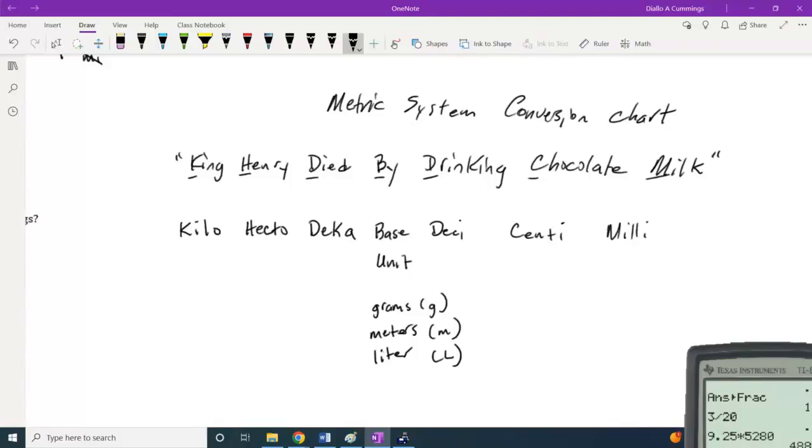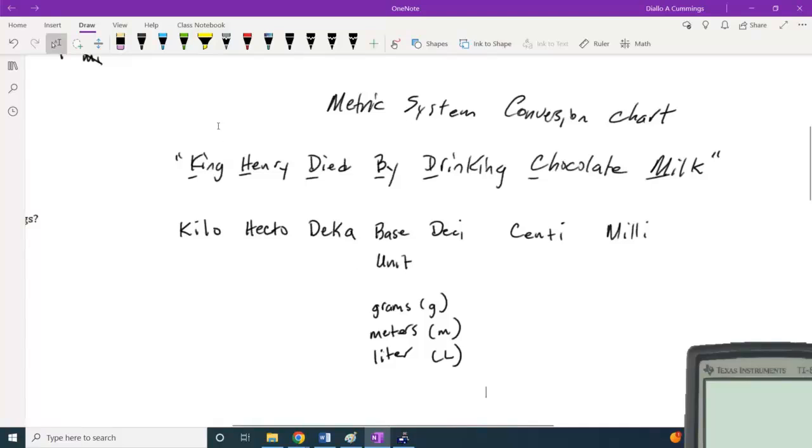So King Henry died by drinking chocolate milk. And you can add to that: mighty King Henry died by drinking chocolate milk while munching nuts. So M is like for mega. It goes all up and down the scale. But for our purposes, we're just going to use King Henry died by drinking chocolate milk. You use this chart, and it gives you the direction and how many places to move your decimal.